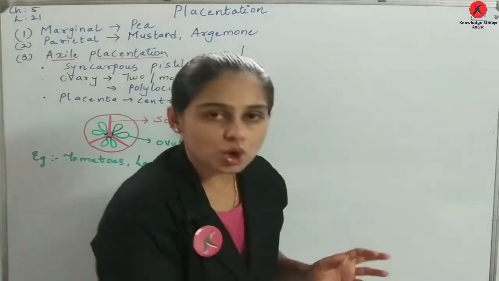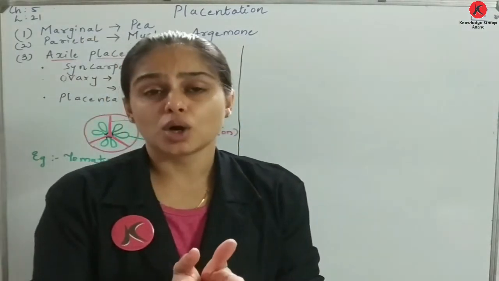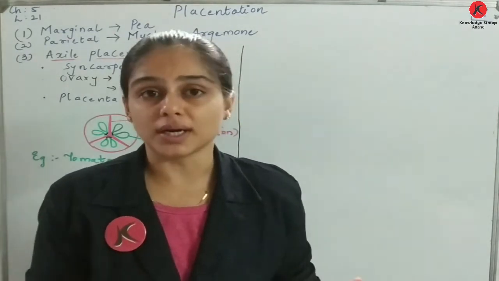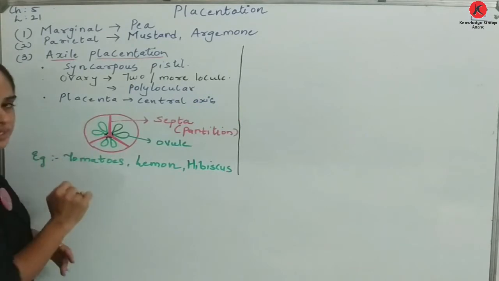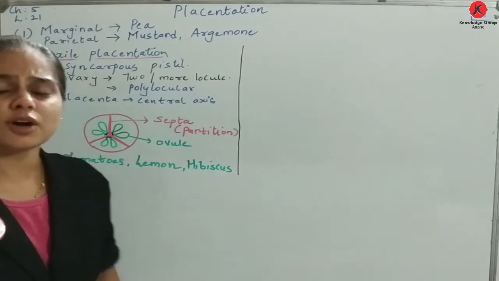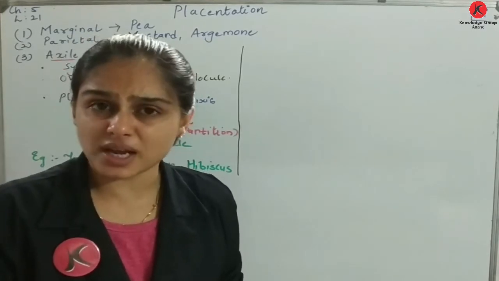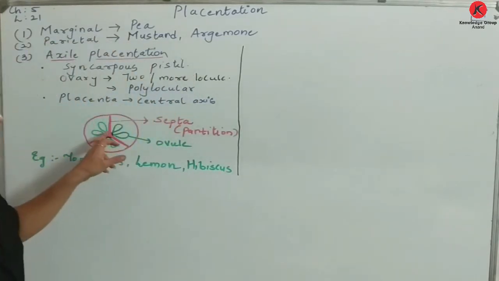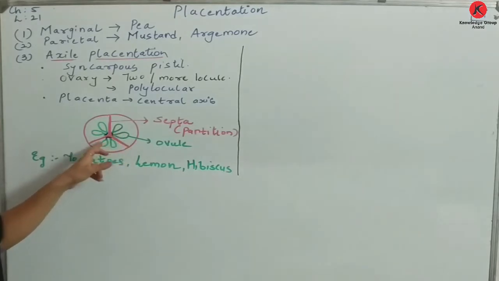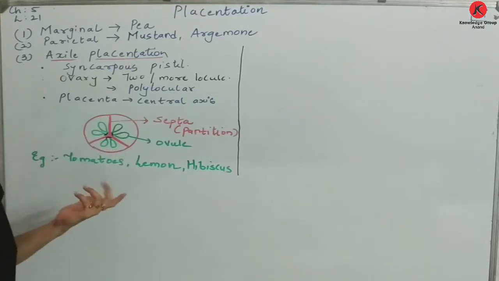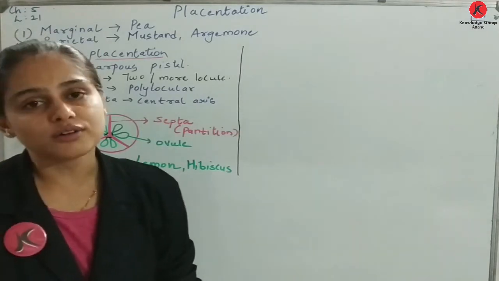Here the ovaries are multilocular. Multilocular in the sense it is having compartments, as you can see, right? Again, the number of compartments corresponds to the number of carpels, you can say. Okay, so here placenta is present along the central axis, right? And ovules are attached to that. Examples: tomatoes, lemon, and your hibiscus, that is your shoe flower.